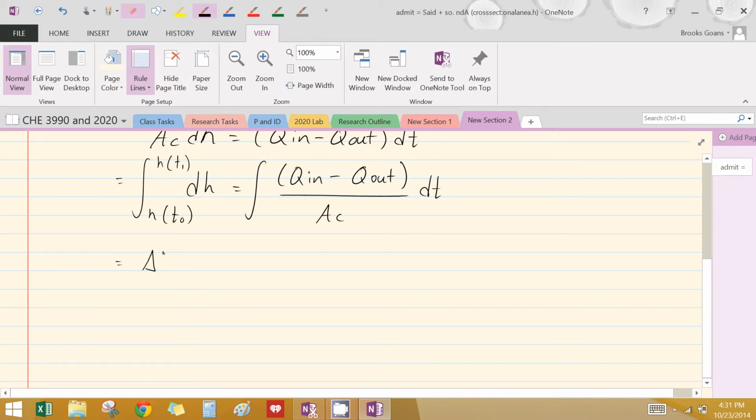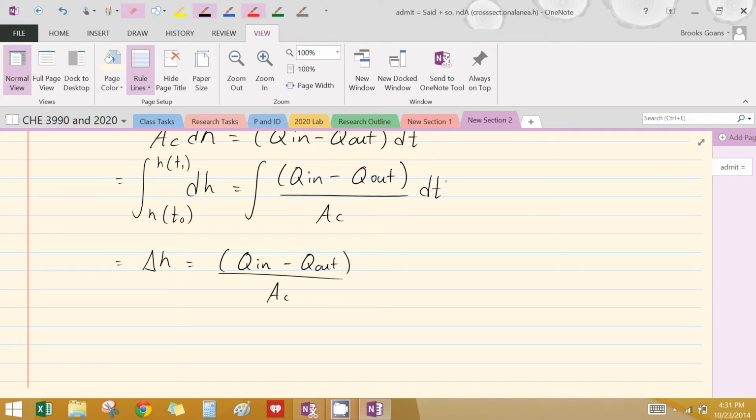We're looking for a change in height. So we went ahead and wrote that as delta h is equal to flow in minus flow out. And for our dt, or change in time, we just wrote that as T final minus T initial, or I wrote in here as T1.